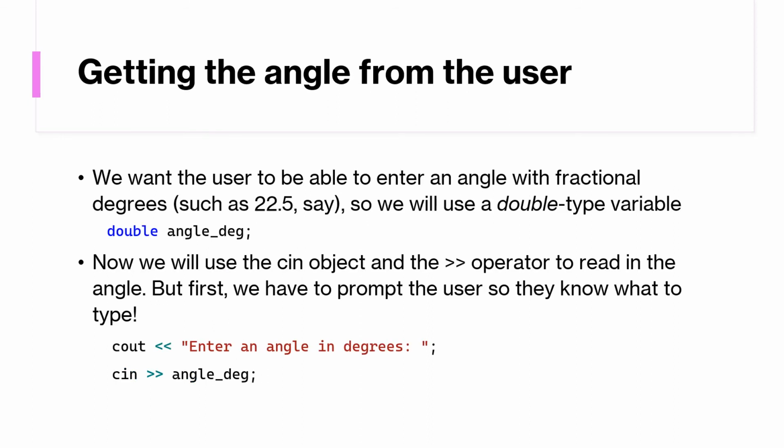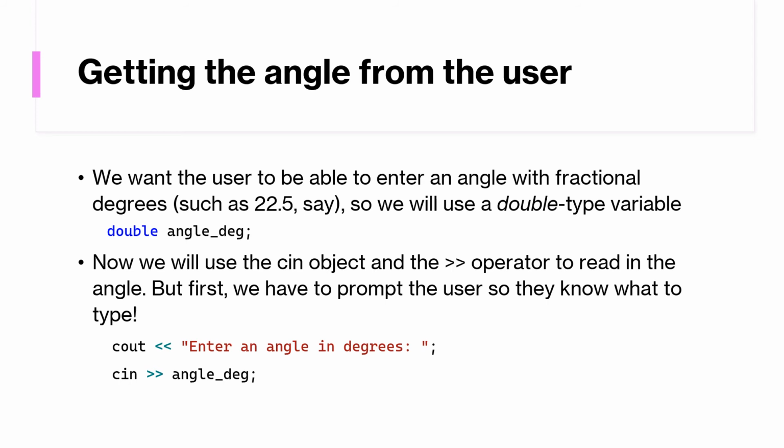Okay, so let's get to writing the program. We want the user to be able to enter an angle with fractional degrees, such as, say, 22.5. So we will use a double type variable to allow the decimal point. We'll get more into the differences between int and double next time, in lesson 3. So I'm just going to say for right now that we're going to use a double type variable. So we declare the variable double angle degree.